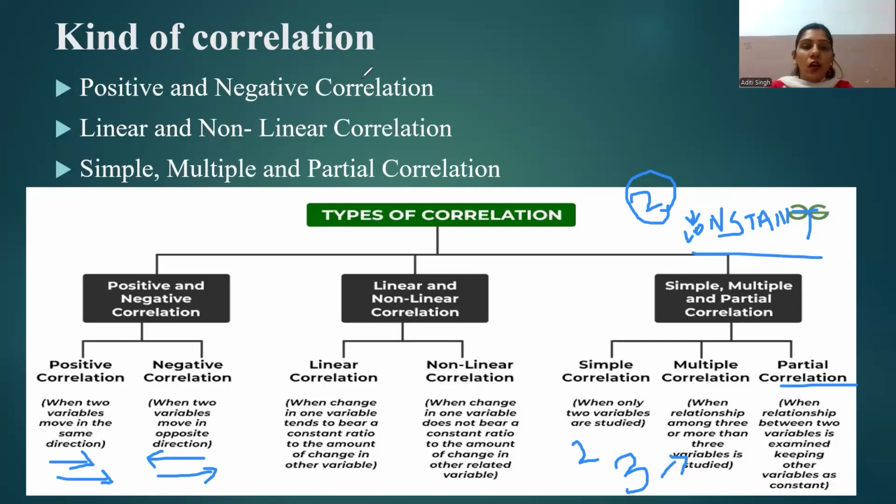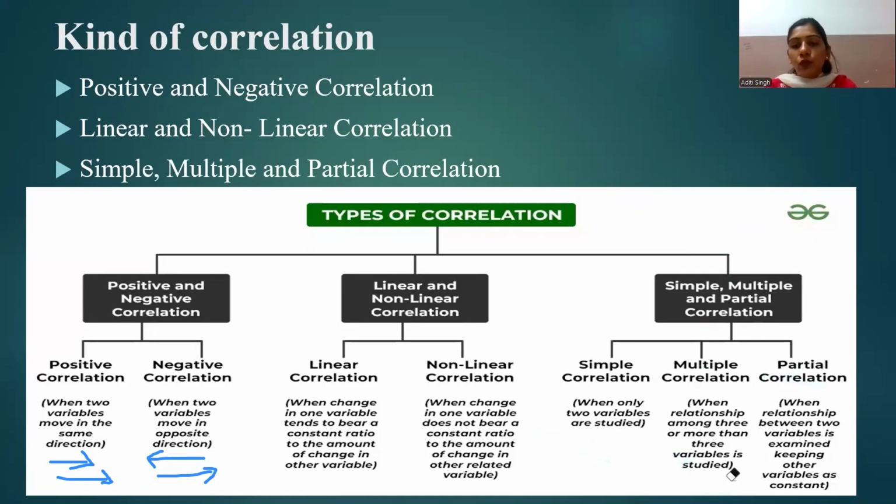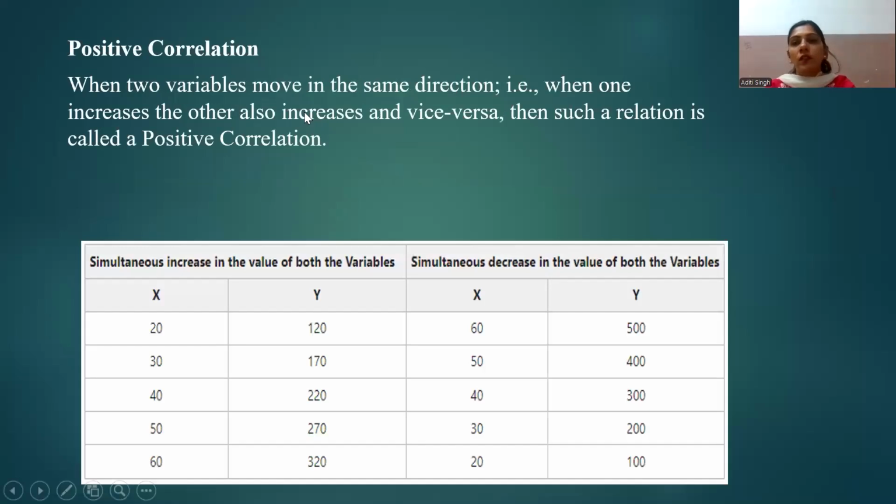So these are the types of correlation. Let's understand all these types of correlation in detail. So the first one is positive correlation. What is positive correlation?